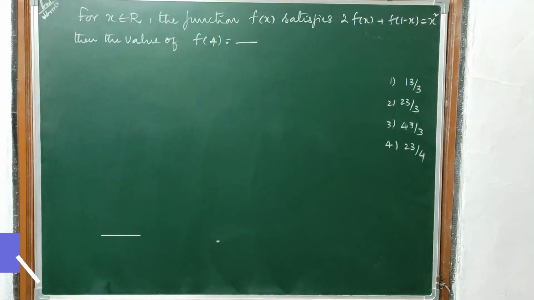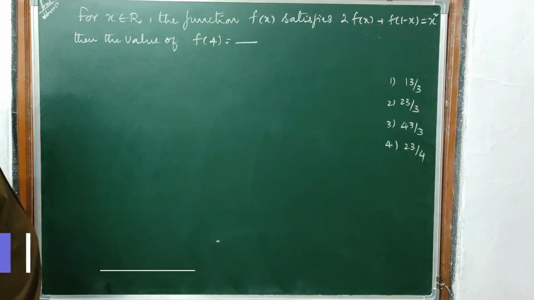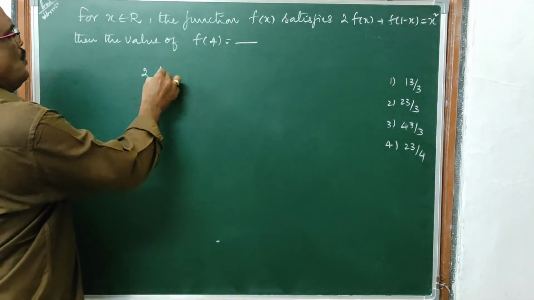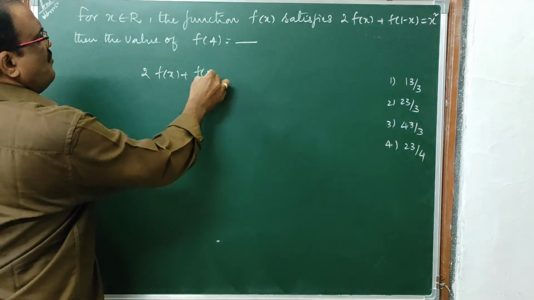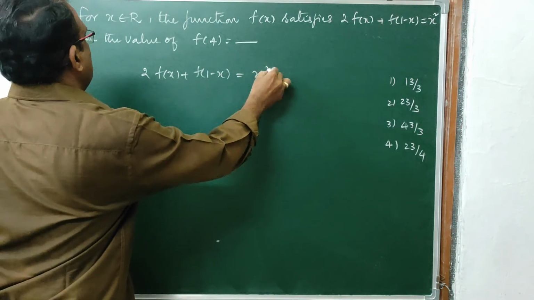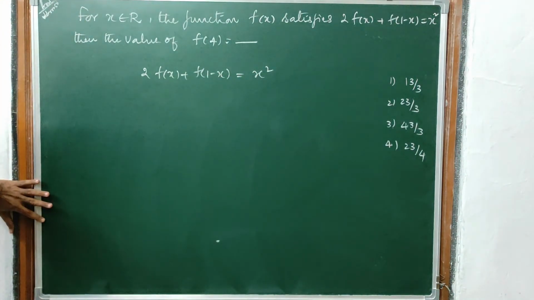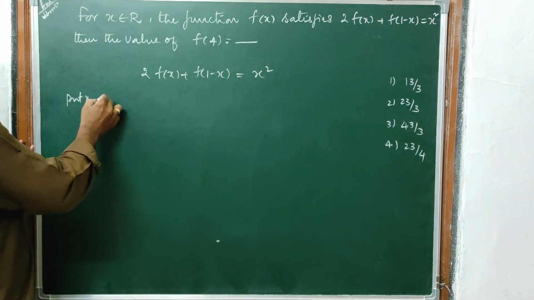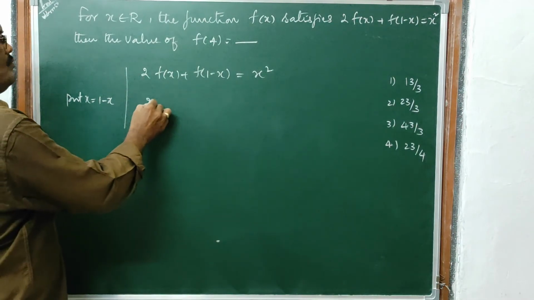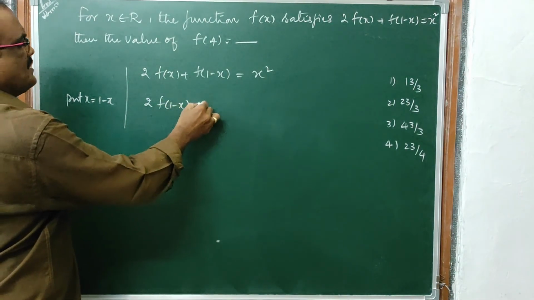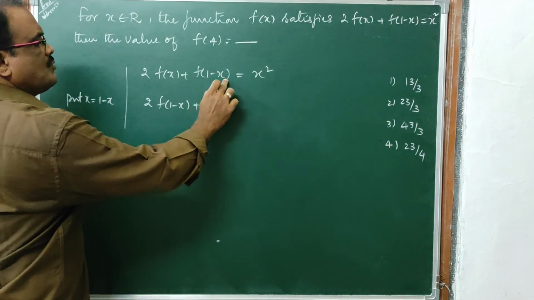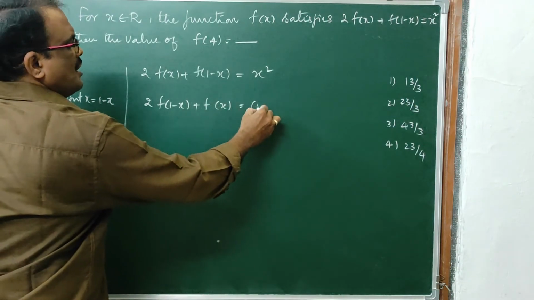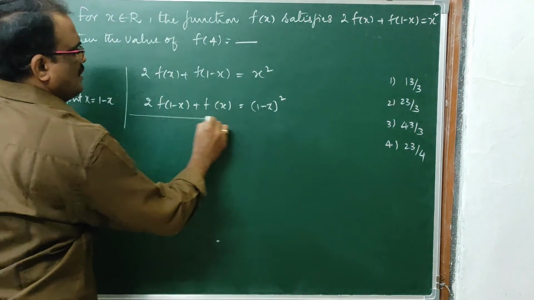Fourth choice. For x belongs to R, the function f of x satisfies 2f of x plus f of 1 minus x is equal to x square. Then find the value of f of 4. How are we going to find it? Here put x is equal to 1 minus x. 2f of 1 minus x plus f of 1 minus (1 minus x), that is f of x, is equal to (1 minus x) whole square.